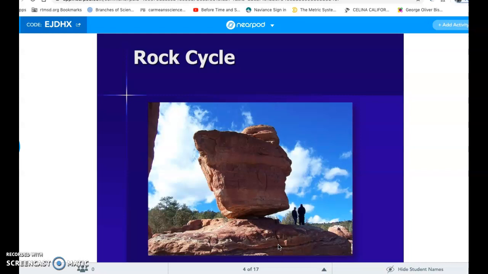So just like you and I are made up of cells, which all together make up our whole entire body, rocks are made up of minerals, and all those minerals together make up a rock.